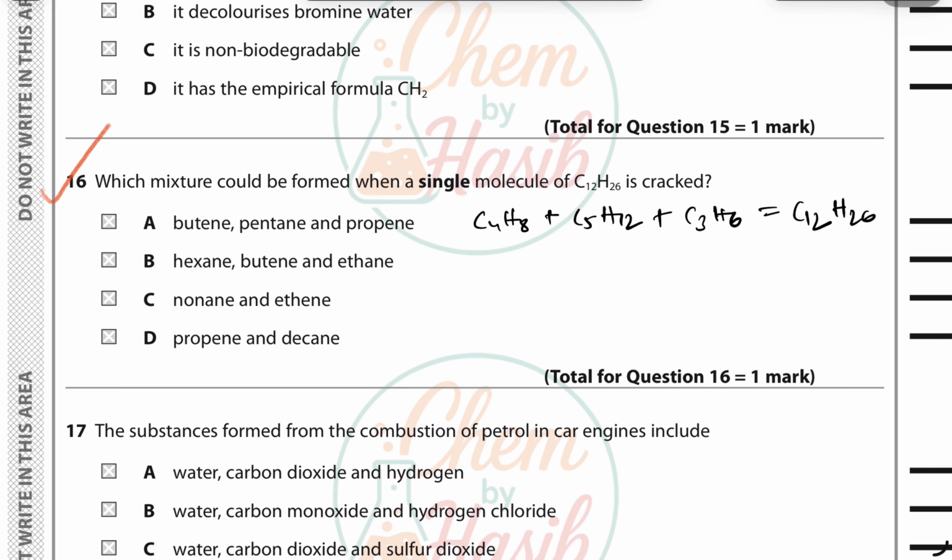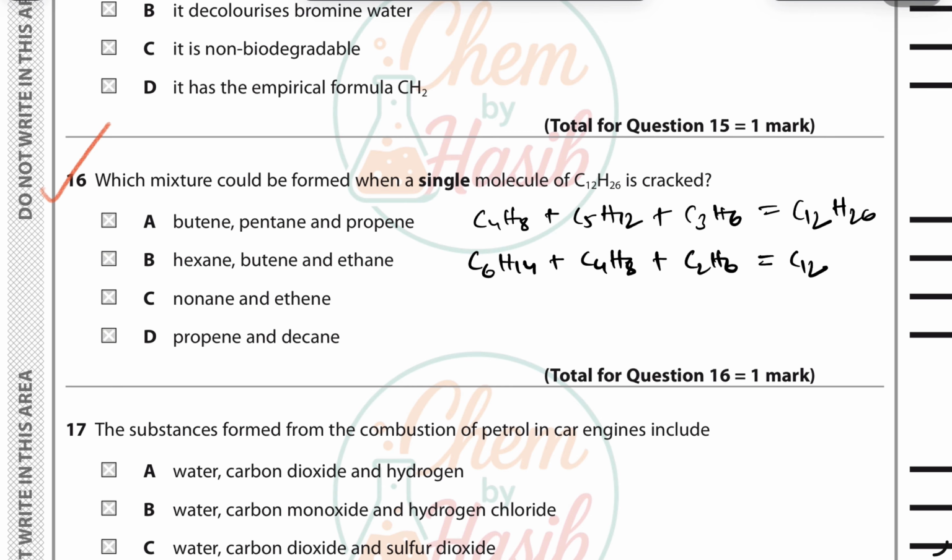Let's also check B. B, C and D will definitely be wrong. B is hexane. Hexane is C6H14, butene is C4H8, ethane is C2H6. If you add them, the total number of carbon is again 12, but the number of hydrogen this time is 28. So B can't be the answer, because you have more hydrogen atoms here, and we are looking for C12H26. Now this sums up to C12H28. So B cannot be the answer.